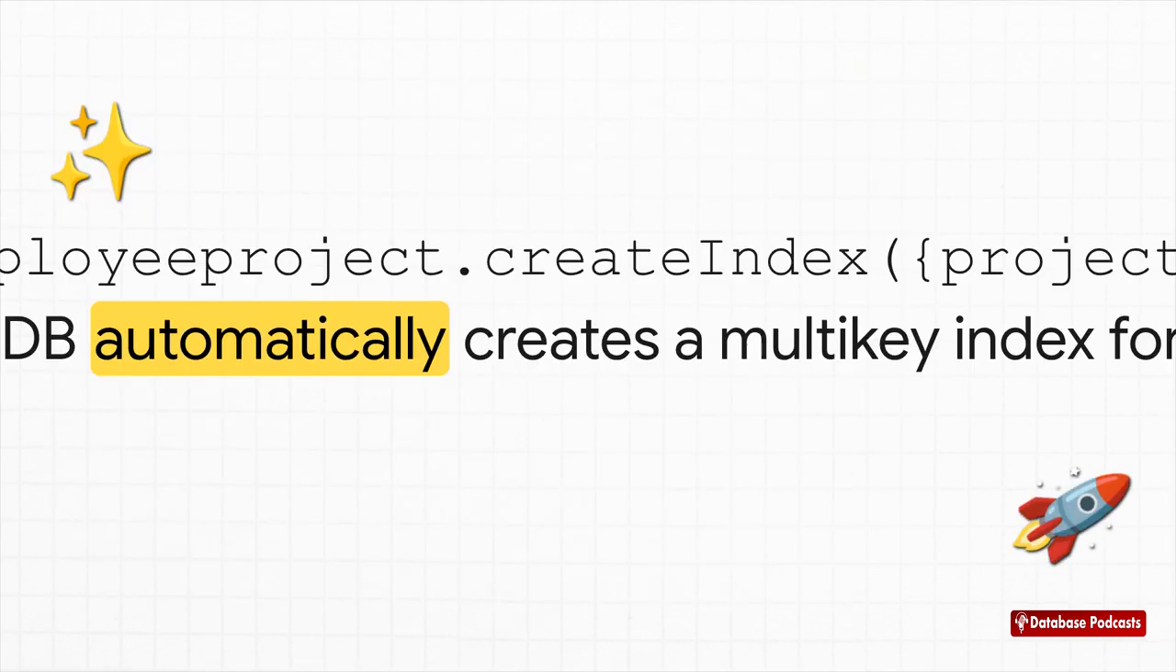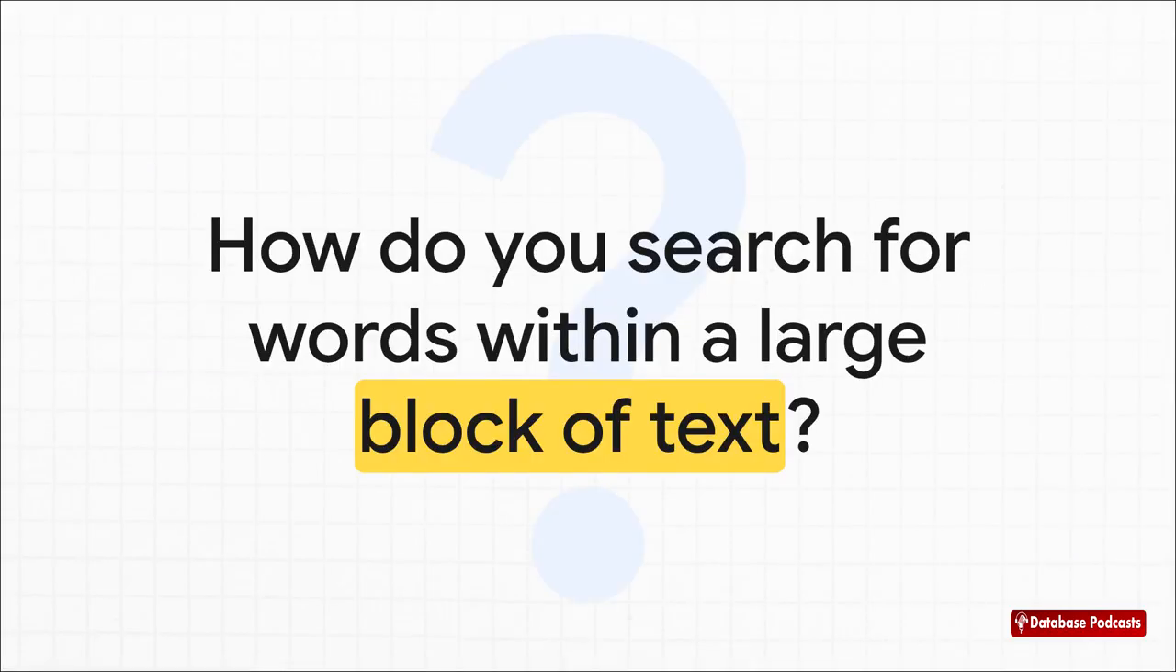And you know what the best part is? It's ridiculously simple to set up. You literally just create an index on the array field like you normally would. MongoDB sees that it's an array and just handles it. It automatically creates that multi-key index for you behind the scenes. Zero extra effort on your part. It just works. Okay, that makes sense.